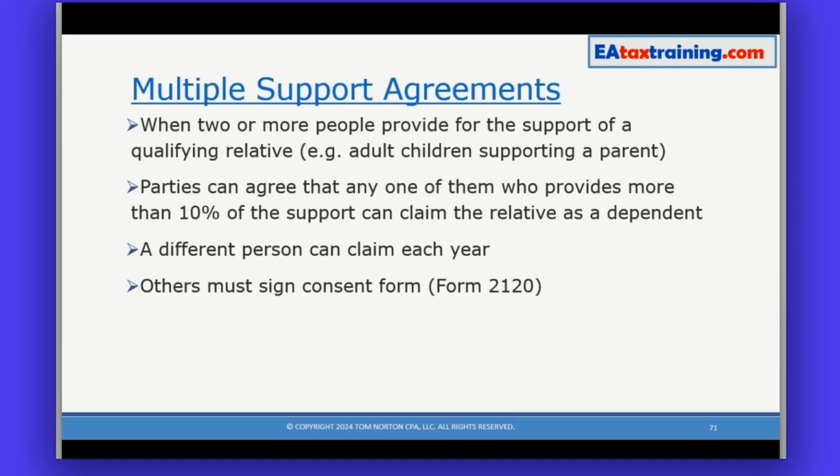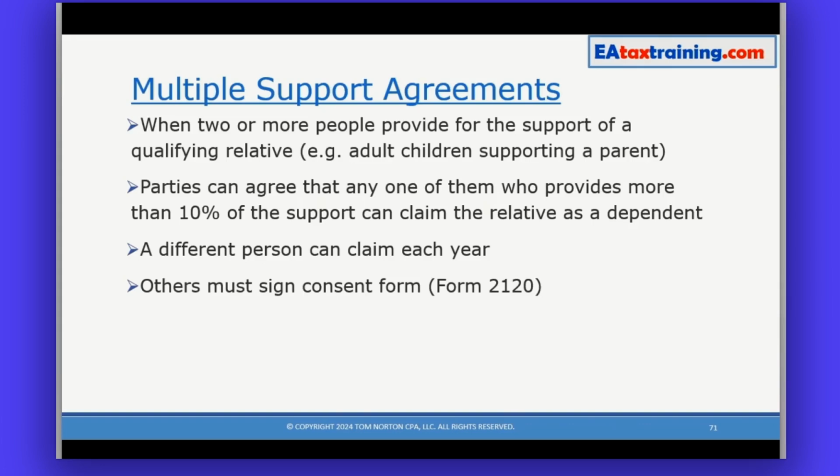So, for instance, you've got three adult children supporting an adult parent. They each provide 1/3 of the support for that parent. They can agree that one of them can take that parent as a dependent. Now, one person can only be taken as a dependent once. They can't be taken as a dependent by all three of the children. But what the children can elect to do is rotate, so that one year, one child takes mom as a dependent, the next year the other child does, and the next year the third child, and then back to the first child. So they can certainly agree however they want.